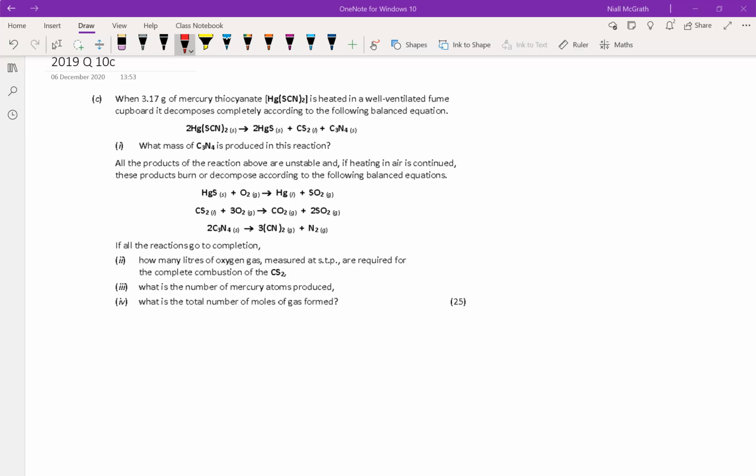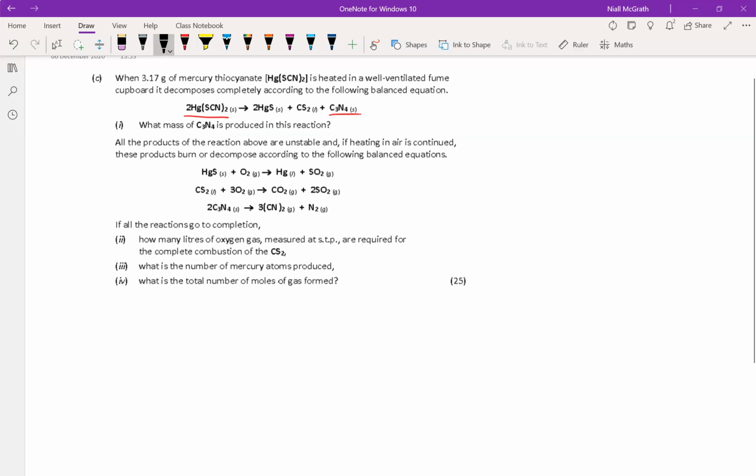Alright, what mass of C3N4 is produced in this reaction? So, we're told information about the mercury thiocyanate, and we want to find out something about the C3N4 there at the end. So if we want to find the mass of C3N4, we're going to have to find the moles of it. So that means we're going to have to find the moles of our mercury thiocyanate first. So, part 1. Alright, number of moles is equal to mass over relative mass.